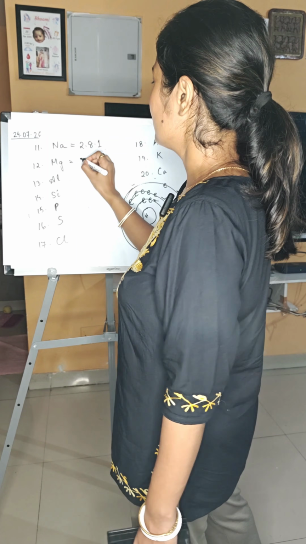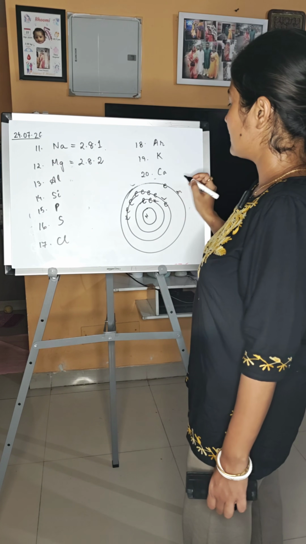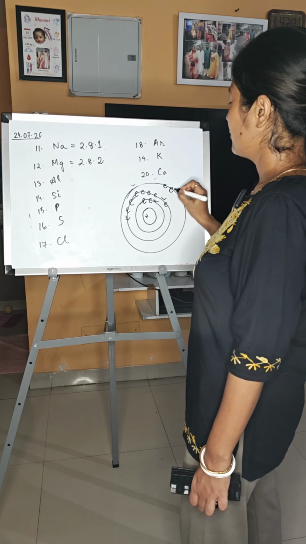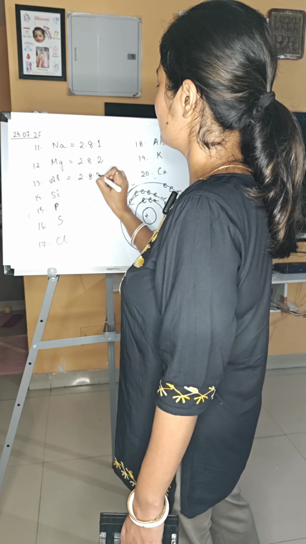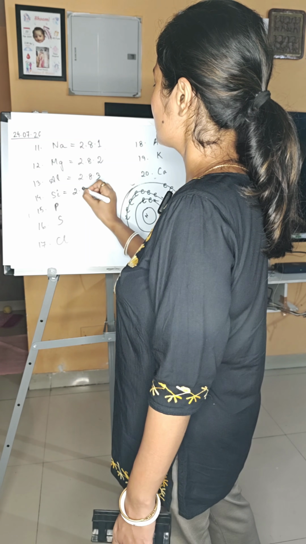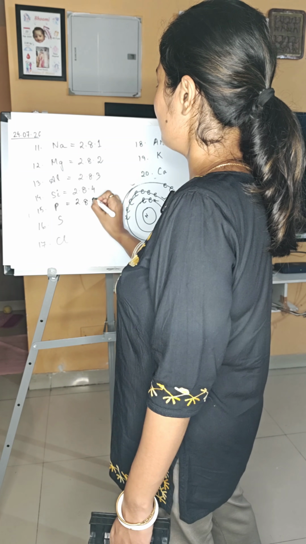For magnesium, it is 2.8.2. So 2 in the K shell, 8 in the L shell, and the remaining 2 will go to the M shell. Aluminium is 2.8.3, silicon 2.8.4, phosphorus is 2.8.5.